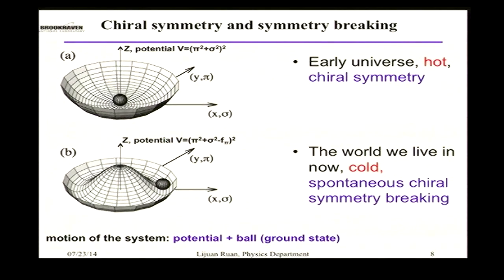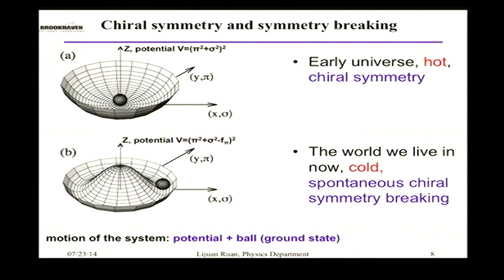When the early universe evolved into the world we're living in now, which is cold and dilute, the potential actually changed. Instead of a bowl-like potential, now it's actually like a Mexican hat. It's like this one. Mathematically, it's only a minor difference. It's just adding a term here. But the shape is dramatically different.